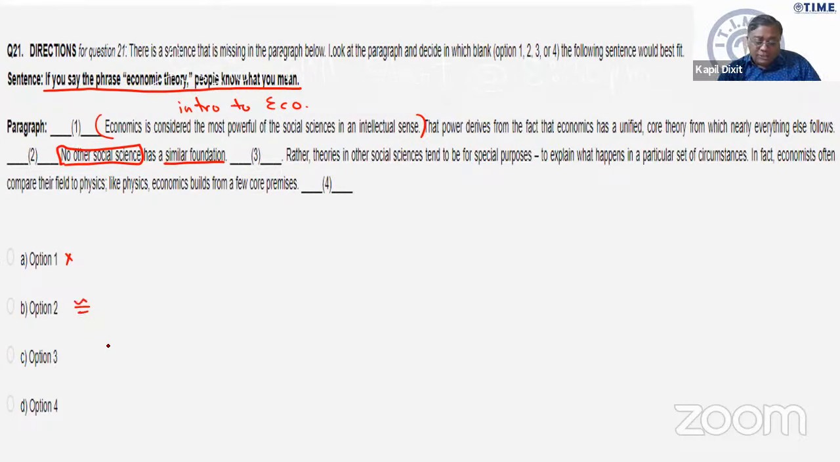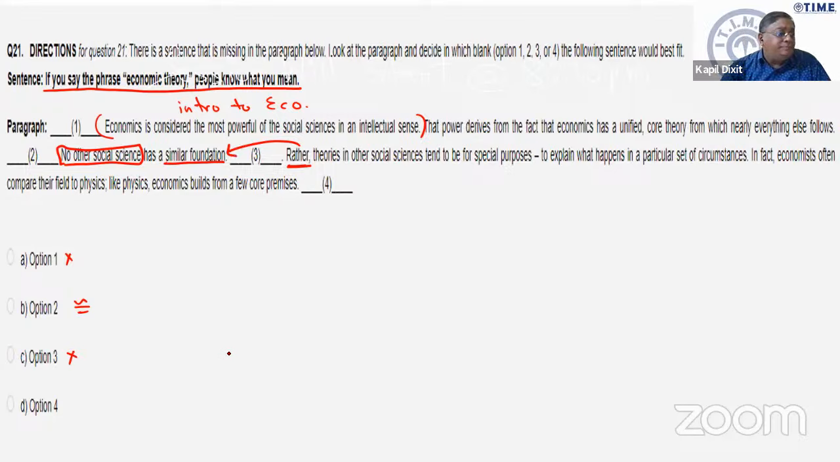Okay. Option 3. Now, this blank is followed by rather. So, if you say the phrase economic theory, people know what you mean. Rather, theories in other social sciences tend to be for specific purposes. Rather will not justify. Rather will directly justify this only. So, this is also wrong.